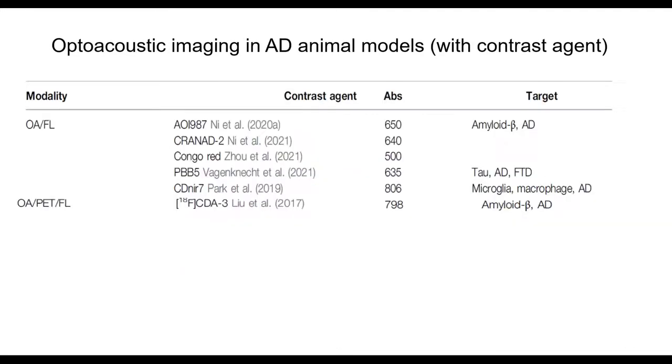For optoacoustic imaging, there have been several studies performed using contrast agents to study Alzheimer mouse models, such as our previous study using an amyloid contrast agent and also a tau imaging probe. There has been one tracer developed for detecting microglia or inflammation in Alzheimer mouse brain, as well as a triple modality imaging probe called CDA3, developed several years ago.